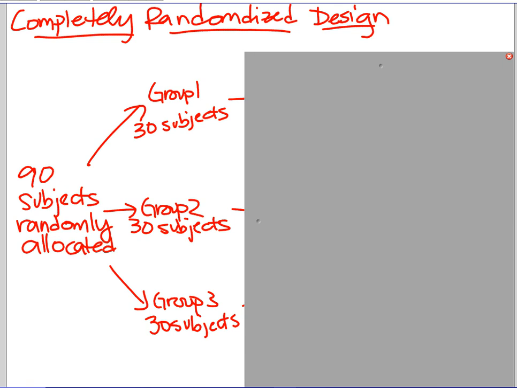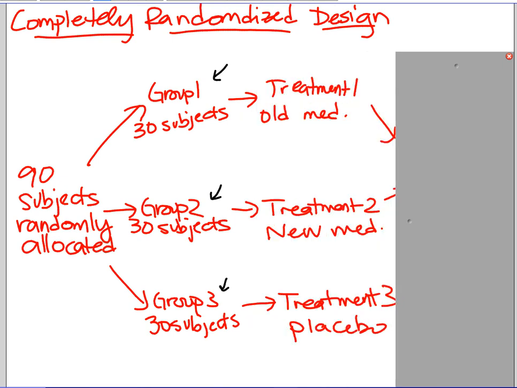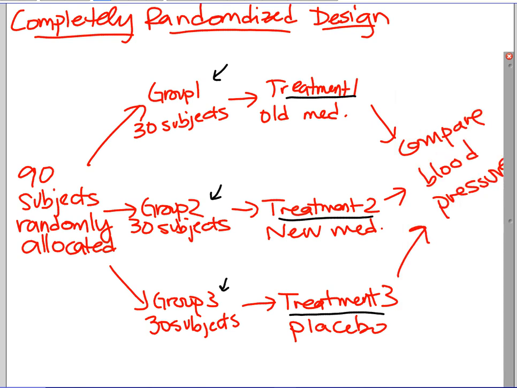I would randomly allocate them into group 1, group 2, and group 3, right? 30 subjects each. And then each of these groups would get a treatment. Group 1 would get treatment 1, group 2 would get treatment 2, and group 3 would get treatment 3. So old med, new med, placebo. And then what I would do is I will hope that my new medication is going to improve blood pressure or whatever it might be, right? So ultimately, I'm going to take each of these treatments and compare the blood pressure of the people that were in each of those treatment groups. So that, again, is a completely randomized design.